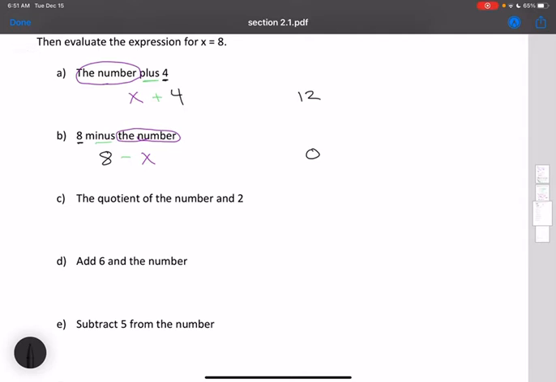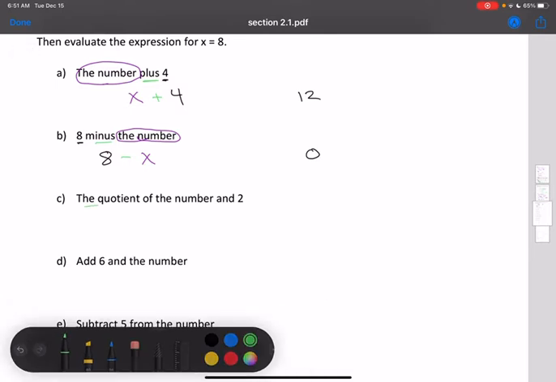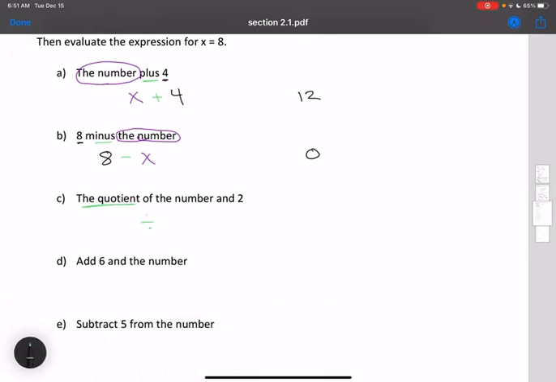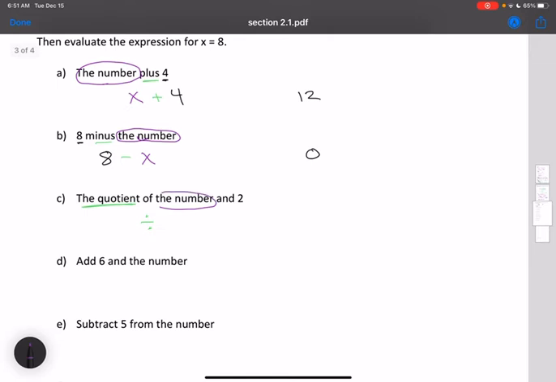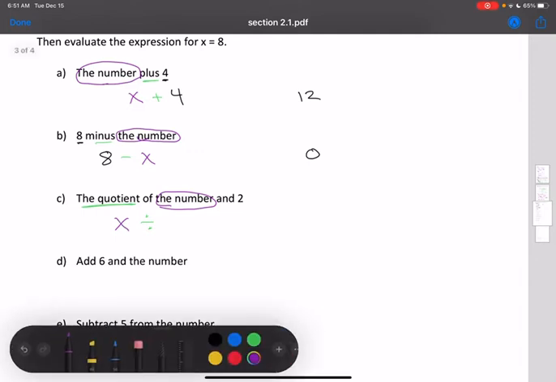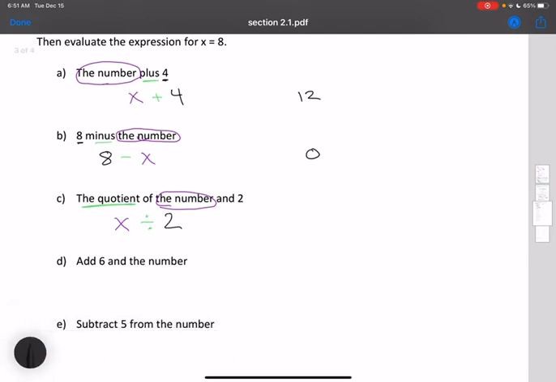Now I have the quotient. Quotient means divide. So the quotient of the number and 2. Of the number, you can pick whatever variable you want. I'm just going with x. The number and 2. So x divided by 2 is the expression we would write for the quotient of the number and 2. So if I plugged in 8 for x, I would have 8 divided by 2, I would get 4.